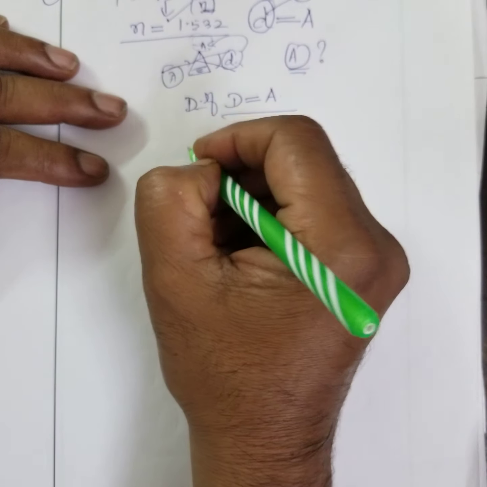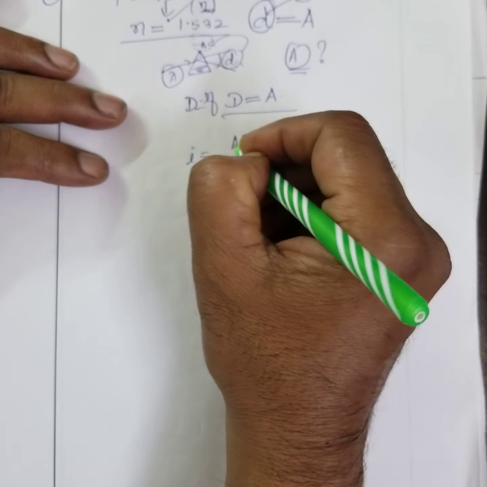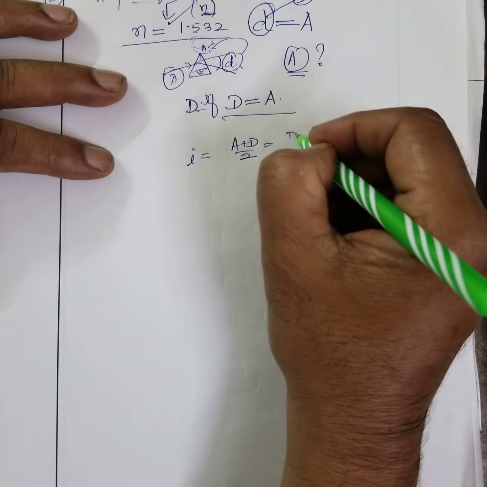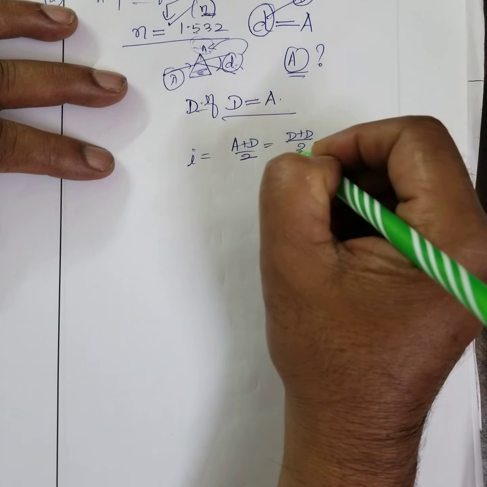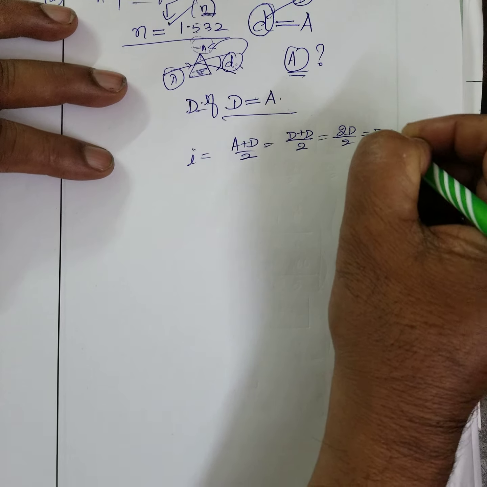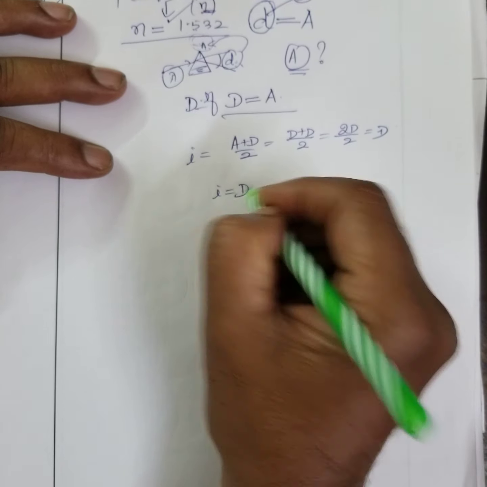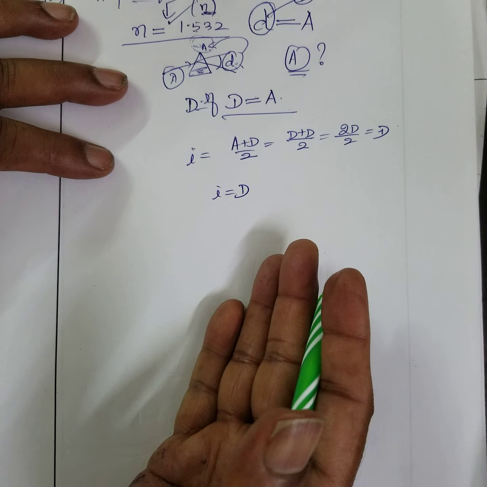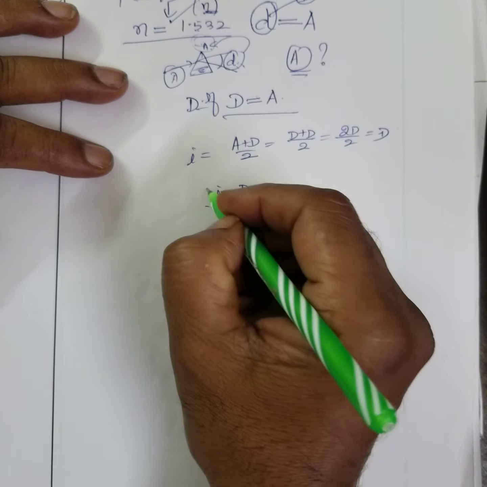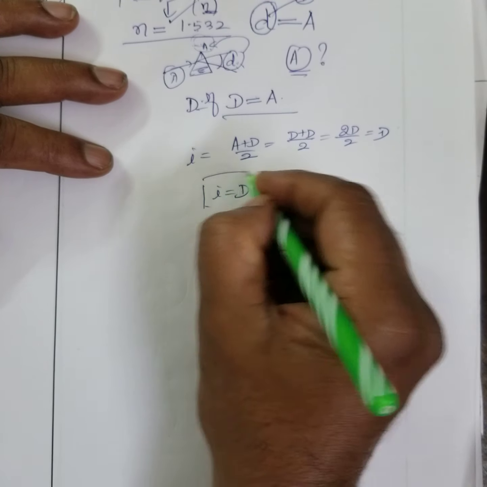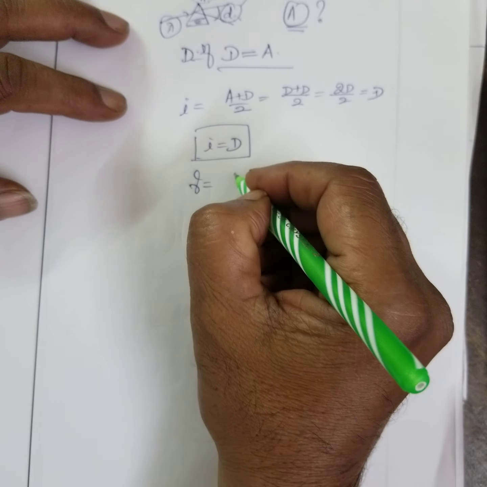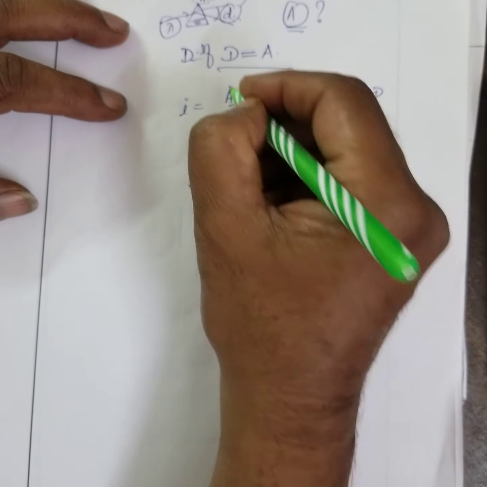This is easy. What is the angle of incidence? A plus D by 2. A is also D, therefore D plus D by 2, that is 2D by 2, that is equal to D. The angle of incidence is equal to the deviation itself, that is I. Then what is the angle of refraction? The angle of refraction is equal to A by 2, correct?